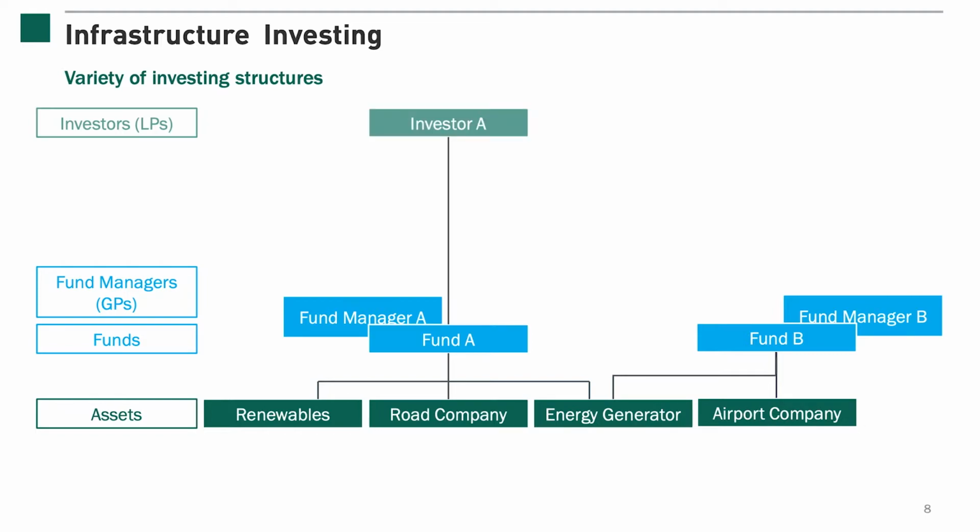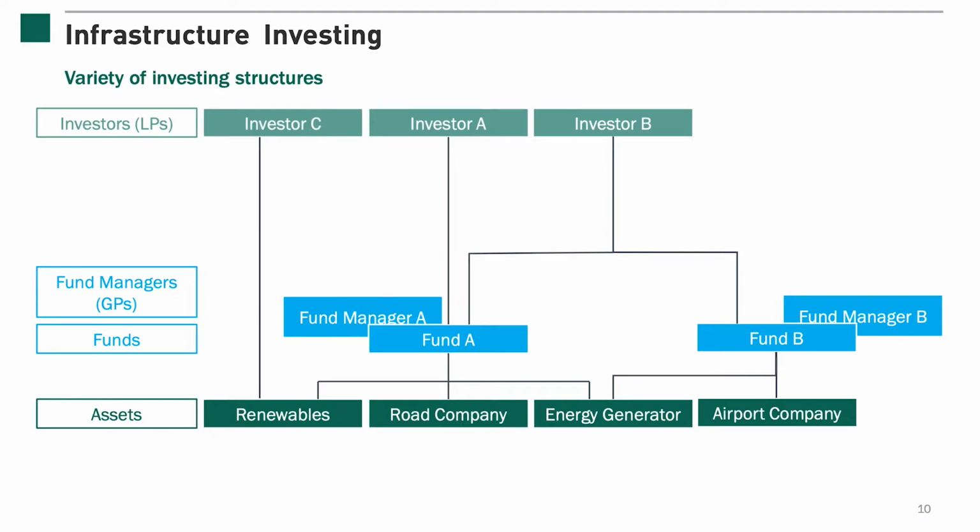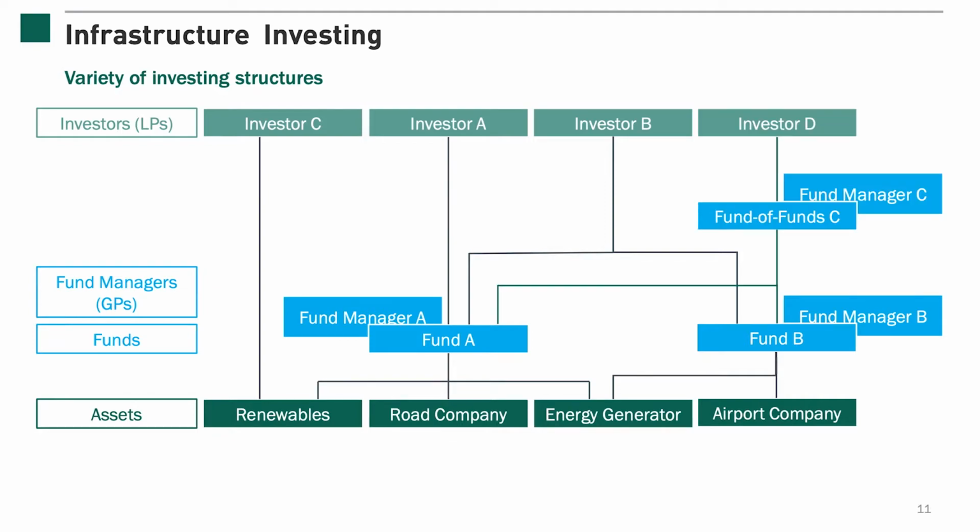For example, Investor A invests in Fund A, and Investor B invests in both Fund A and Fund B. Then, there are also investors that invest directly into assets, like Investor C. Finally, there are even fund-of-fund structures like this, where Investor D invests in Fund C, which in turn invests in Funds A and B.